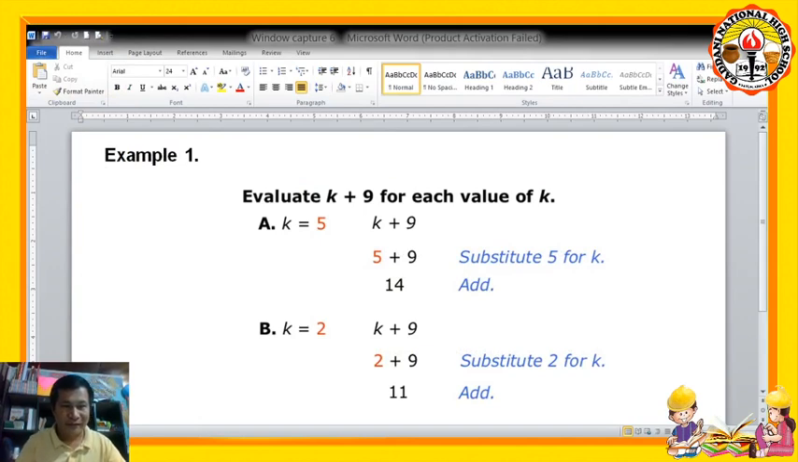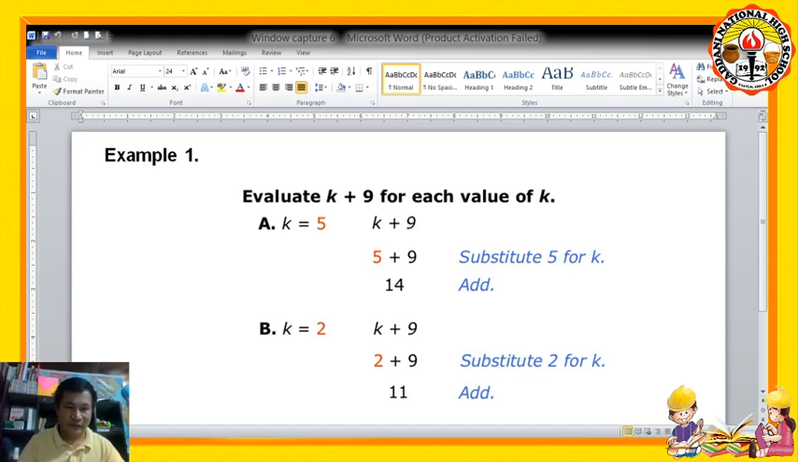Let us now have example number 1. Evaluate k plus 9 for each value of k. Let's have letter A, where k equals 5. So first thing to do, we are going to substitute 5 for k. So instead of writing k, we write 5 plus 9. And then the next step is to add: 5 plus 9 equals 14.